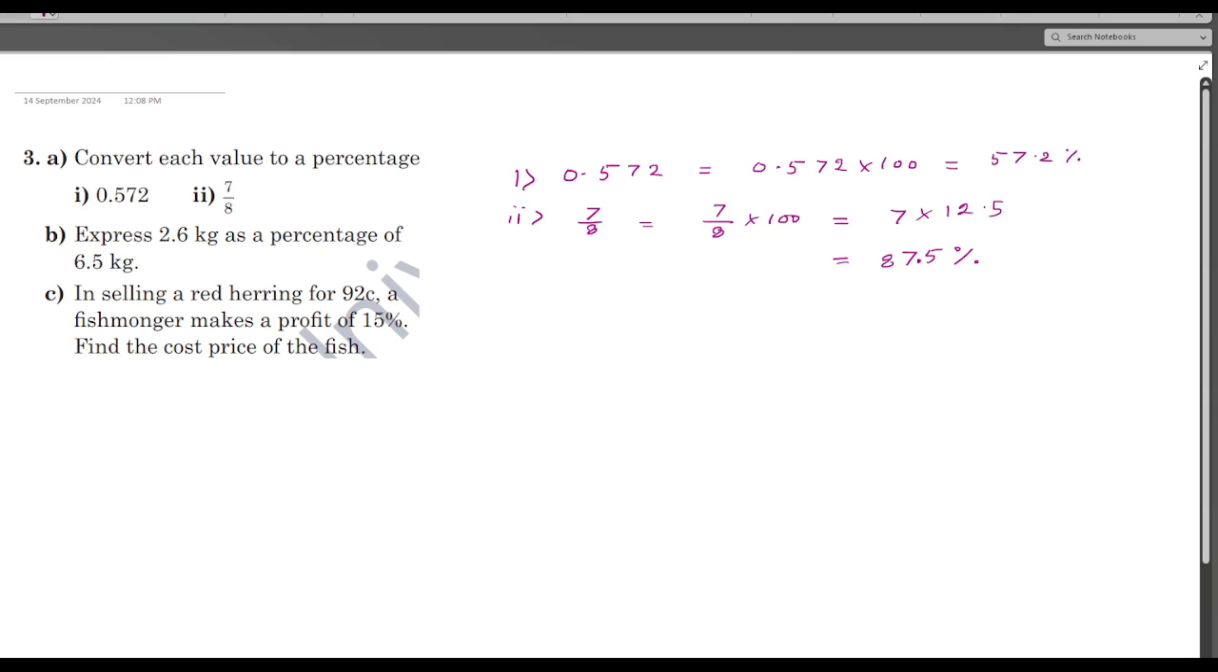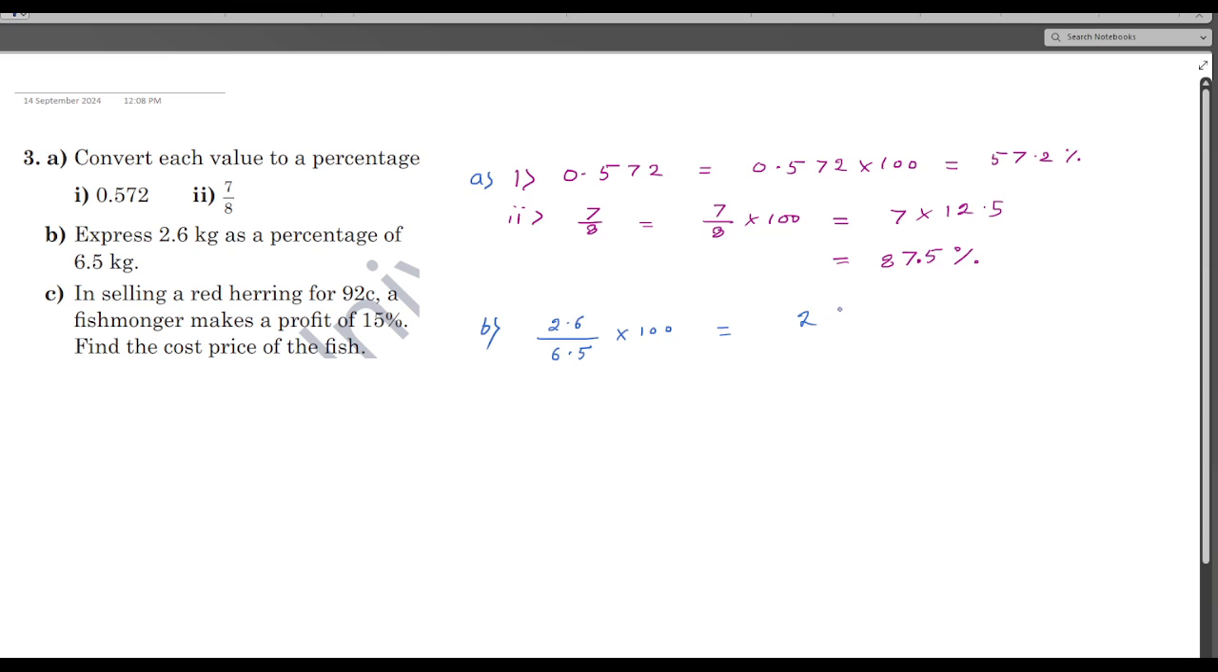This is your A part. Now B part. Express 2.6 kg as a percentage of 6.5 kg. So I will divide 2.6 by 6.5 and multiply this whole thing by 100.